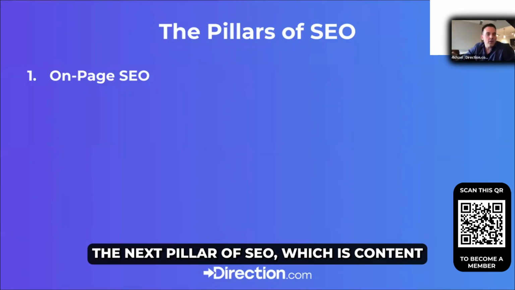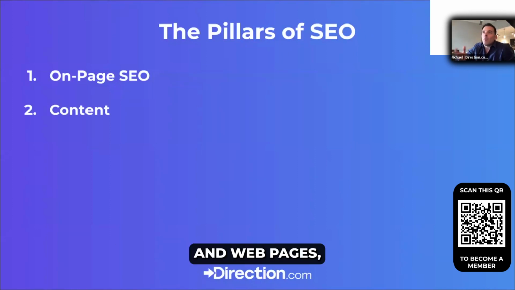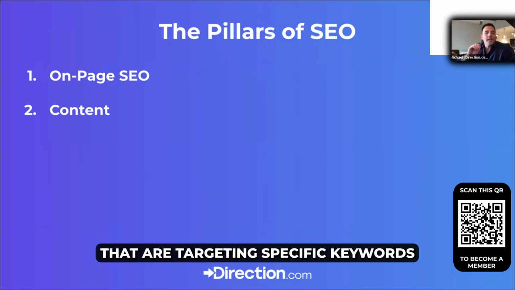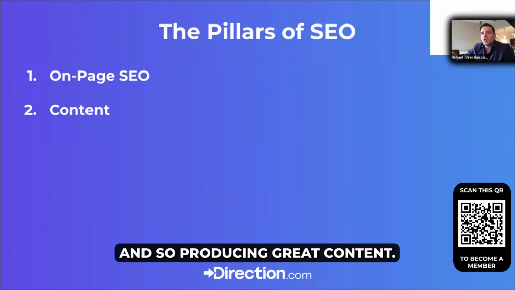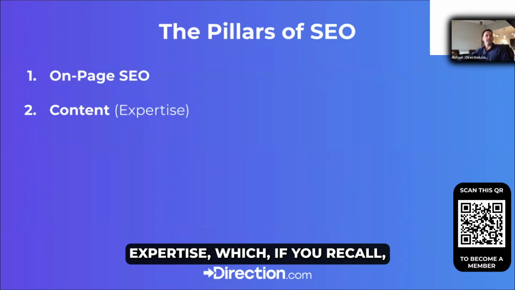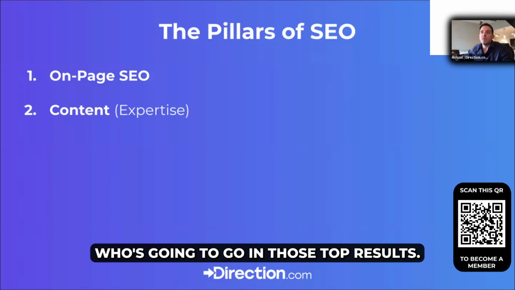They want to rank you in those top results. The next pillar of SEO is content. Content is simply blog posts and web pages, just like the one that we viewed on Ryan's website, that are targeting specific keywords. Producing great content is how you establish expertise, which, if you recall, is one of those factors that Google's looking for when they're deciding who's going to go in those top results.